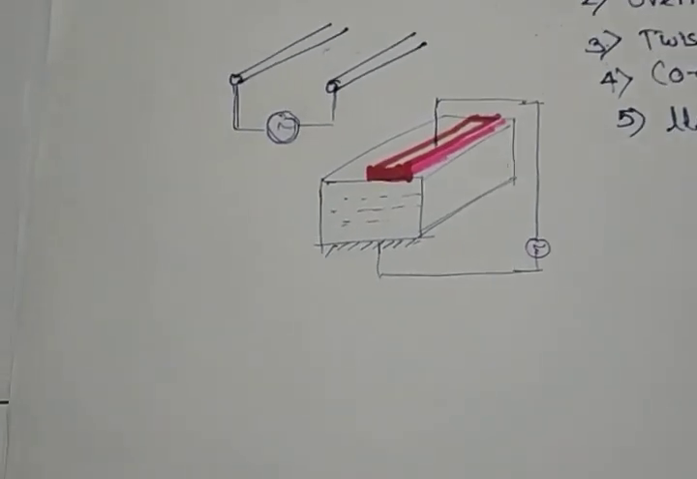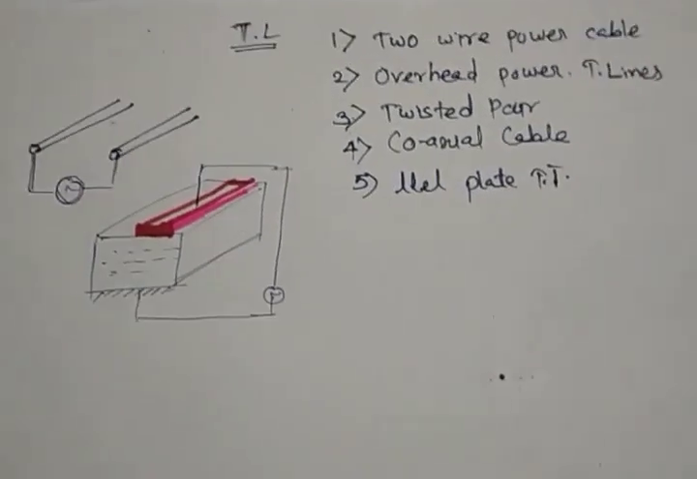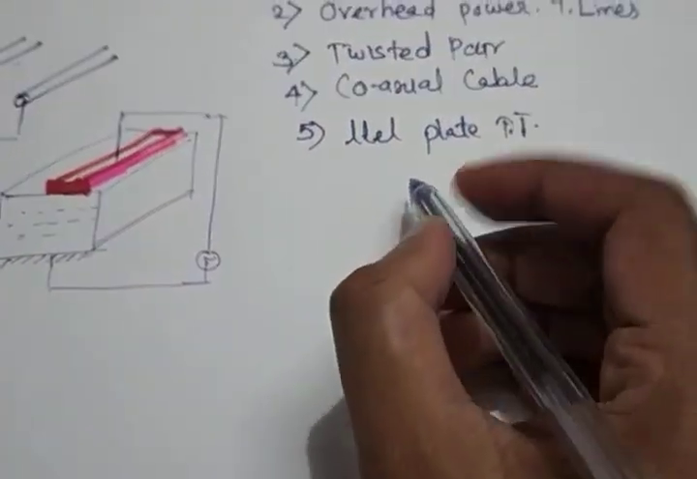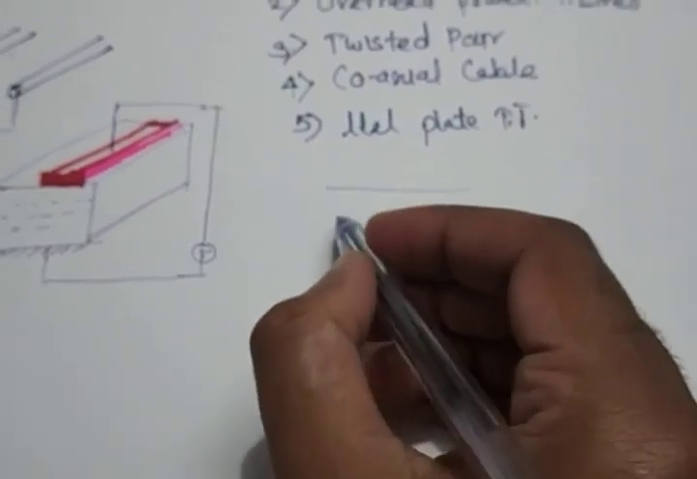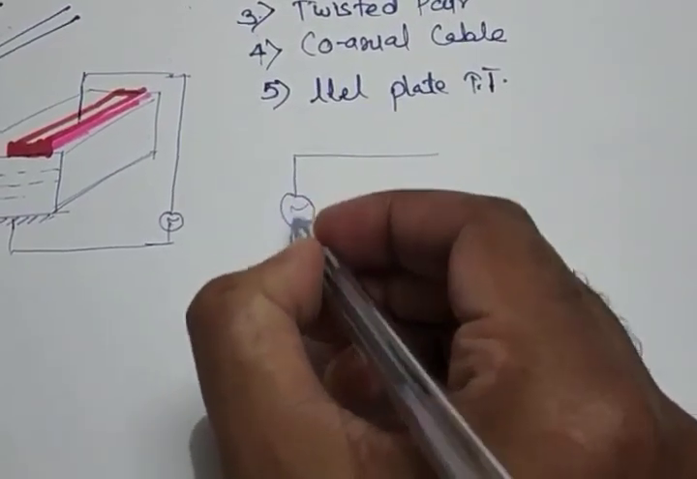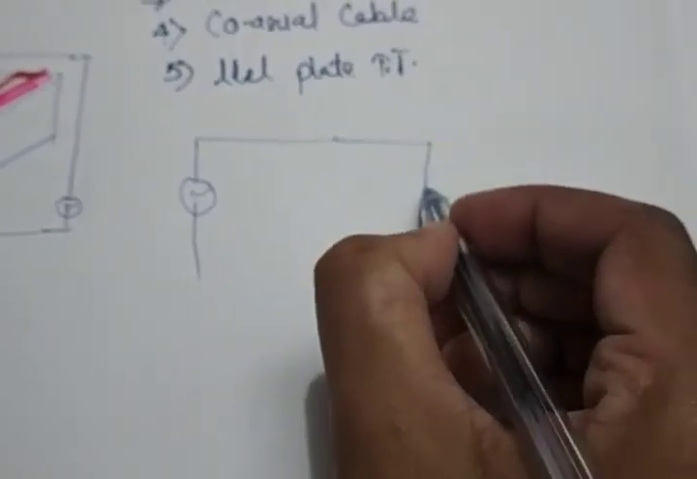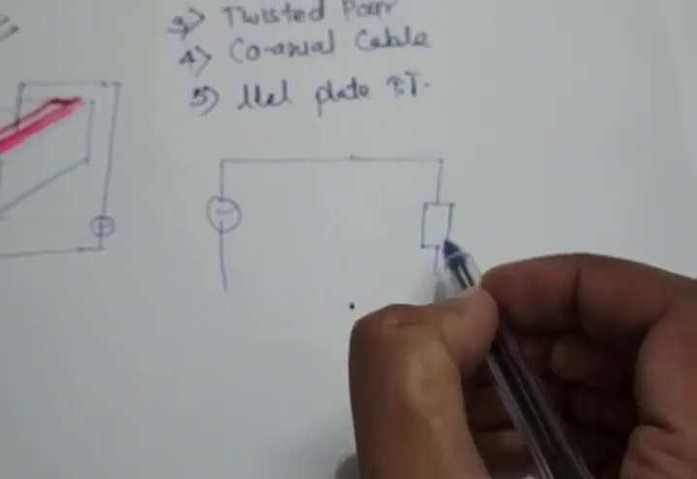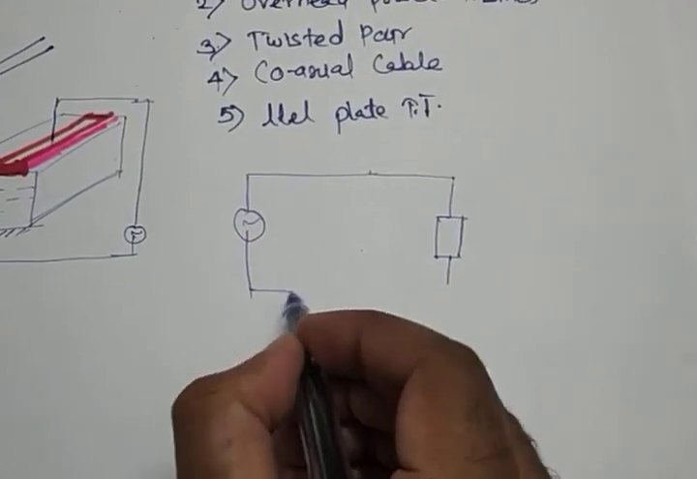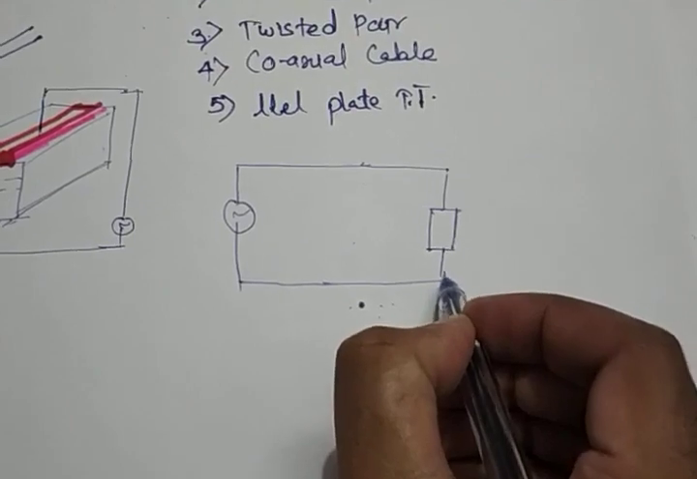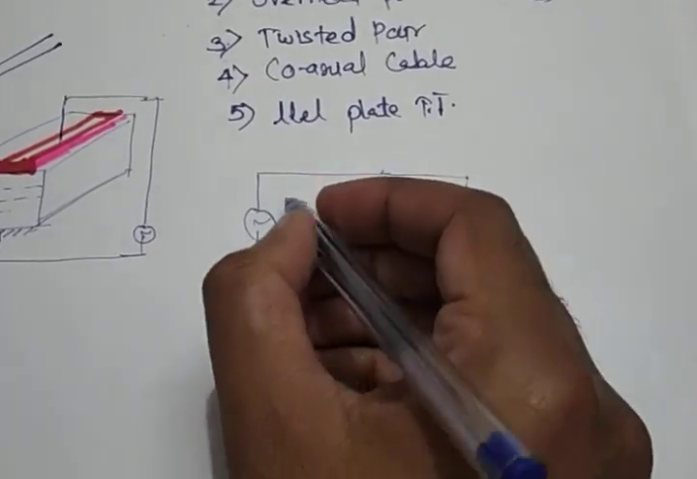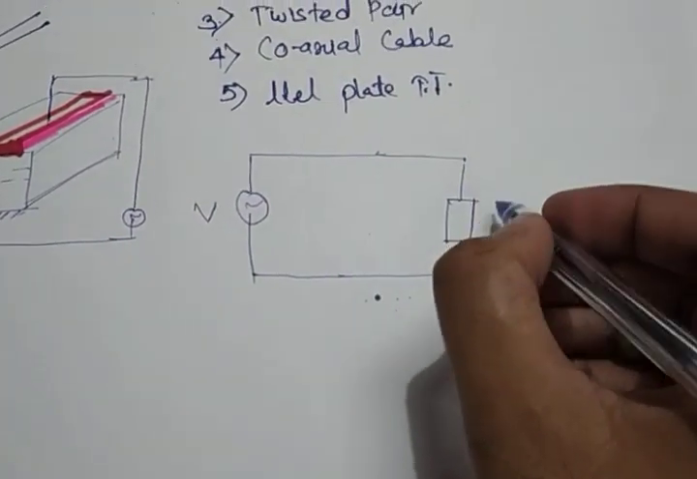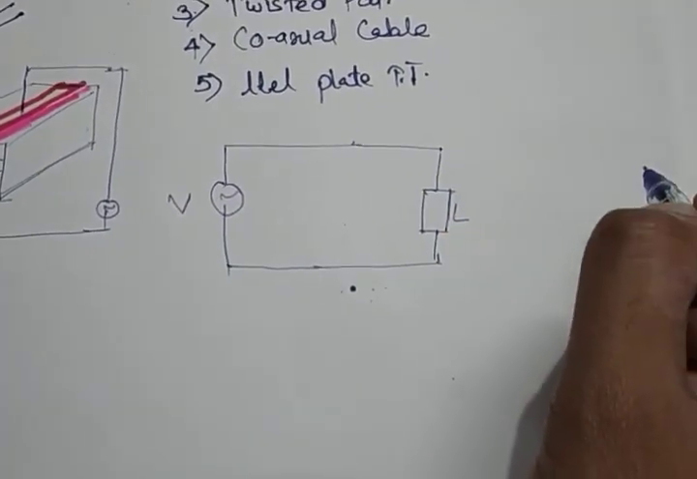So overall these are the different types of transmission lines we may have. But the logic common to them is that we have 2 lines and a source, and it may be terminated with some load. Say we'll consider some load here. So if we consider this is our supply voltage V and there is some load L.